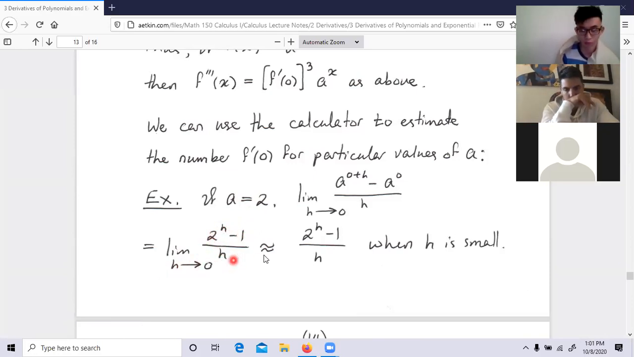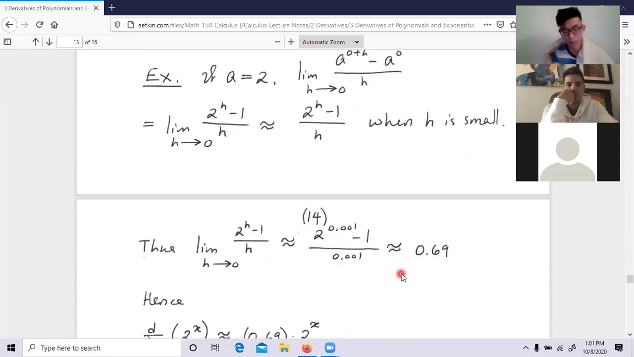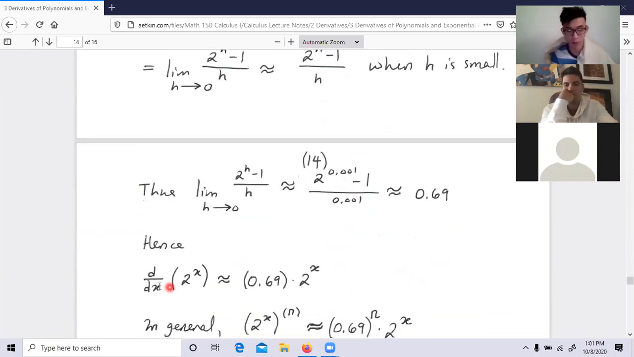And if I cannot calculate this limit, I can instead plug in very small values of h, you see? It will be roughly the same if h is really, really small. Limit is perfection, but if I cannot achieve perfection, I can just select h to be very small. Now let me select h to be 1 out of 1,000. It's just an arbitrary choice. I press it in the calculator, and I get that this number is roughly 0.69. So for 2, it's 0.69.